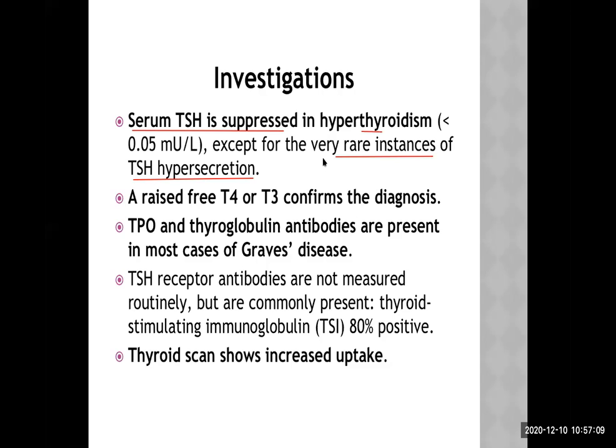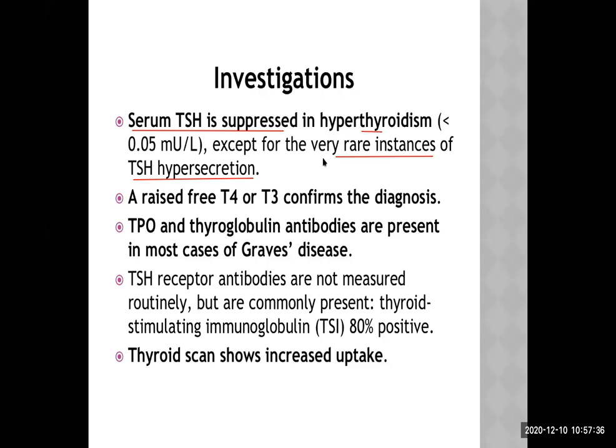Now, the most common type of hyperthyroidism is the primary one, where the thyroid gland itself is overactive. A perfect example is Graves' disease, multinodular goiter, toxic adenoma, and all these things. Whereas the secondary cause of hyperthyroidism is very rare, less than 1%, and that is usually caused by TSH hypersecretion. So the answer is very easy.